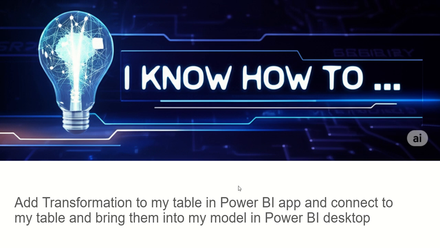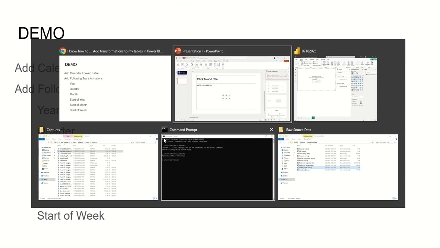Today, I'm going to cover how to add transformation to my table in Power BI app and connect to my table and bring it in as well as additional tables into my model in Power BI desktop. I'm going to demo adding calendar lookup. I'm going to add the following transformations: year, quarter, month, start of year, start of month. So let's get right into it.